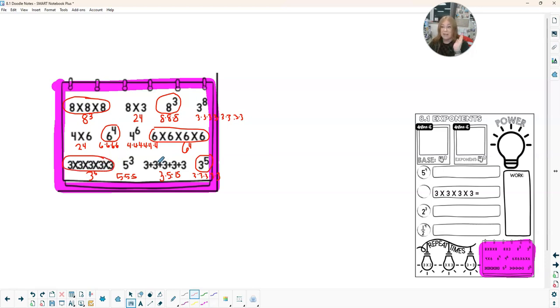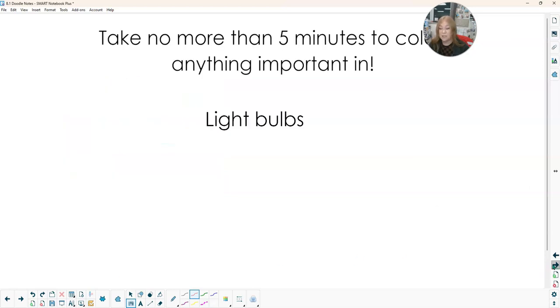So don't get tricked by the adding. That is not a factor. This is not an exponent. This is just skip counting. And be careful, make sure the base is the same and the exponent are the same as you're looking for ones that are the same. So go ahead and make sure you color anything in. Make sure that correct light bulb is colored in for which one is an exponent, and finish up those notes.